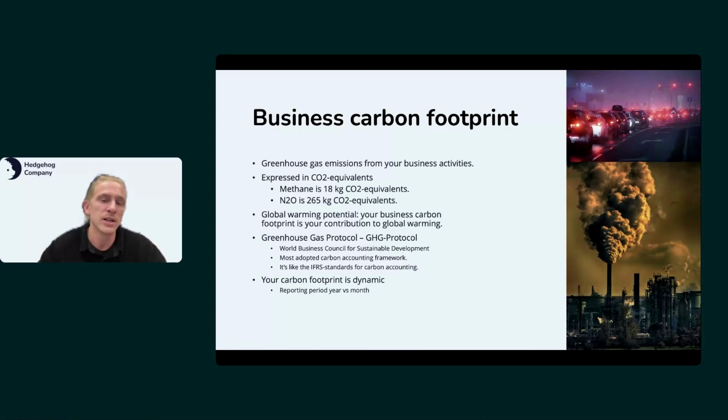So basically, when we compare it to financial accounting, the greenhouse gas protocol is like the IFRS standards are for financial accounting. The GHG protocol is for carbon accounting.